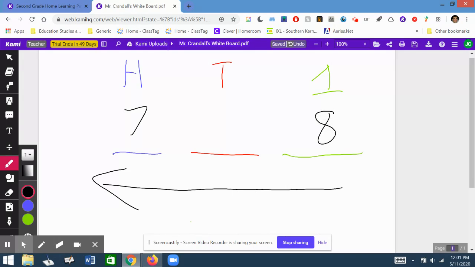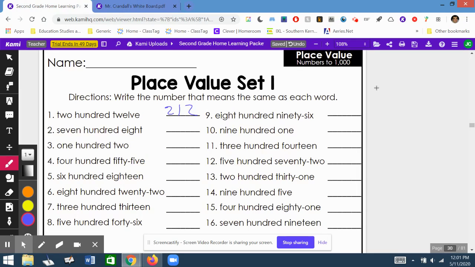And it said 708. Did it say anything about tens? Did it say 728? Nope. If it doesn't say it, it's not there. Bing, 708.